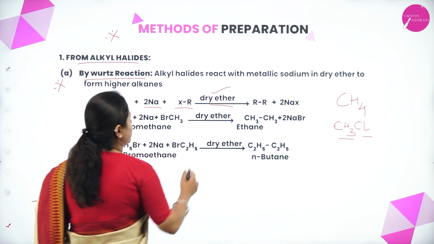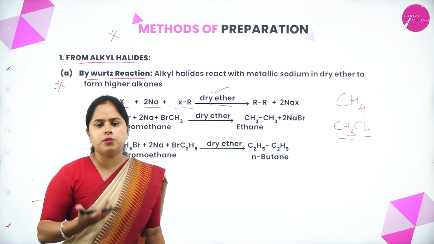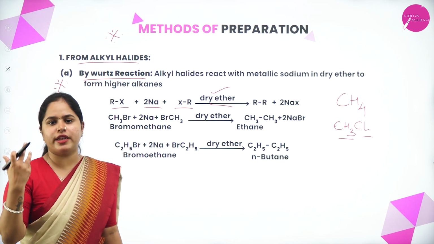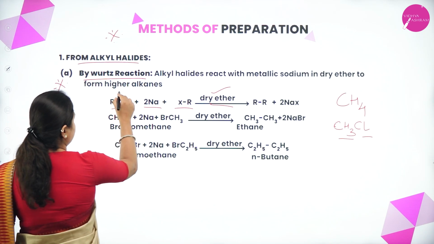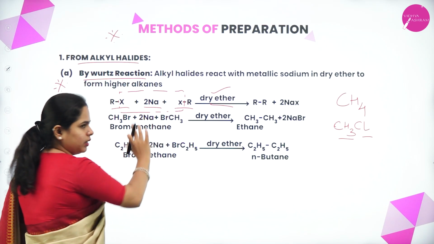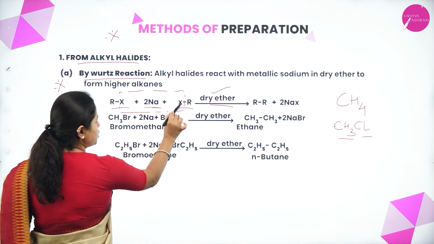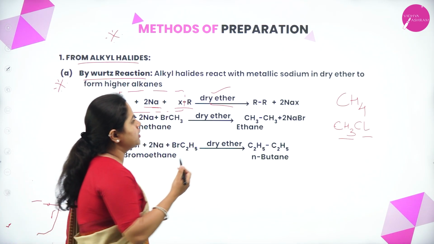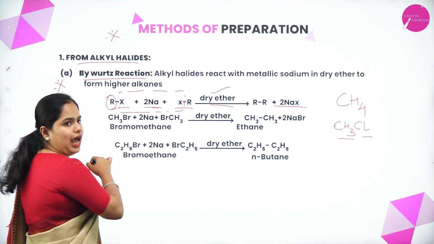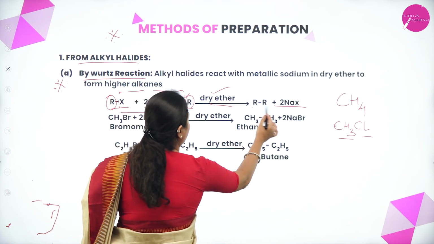Now what is the significance of dry ether? Dry ether is used because sodium reacts violently in the presence of water. So there shouldn't be any presence of water. That is why the reaction proceeds in the presence of dry ether, to remove any excess water. If we write it in this format, it is easy to understand. This much part will be removed, that is 2 moles of Na, sodium, and X and X. You have 2 halogen atoms, so together it will form 2NaX. And what is remaining here? This alkyl group and this alkyl group. Now they will combine and form your higher alkane.